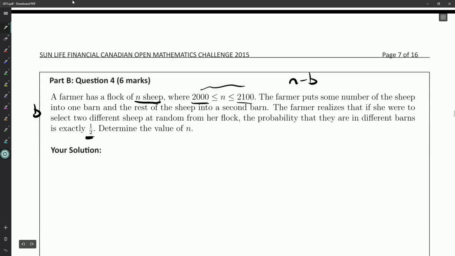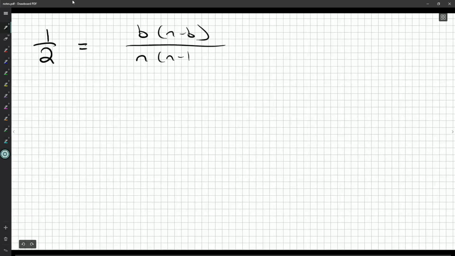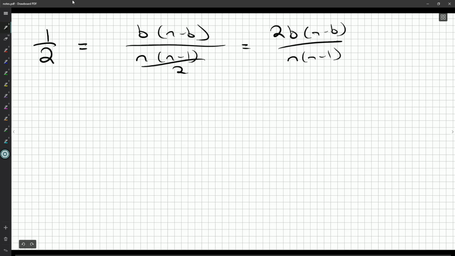The farmer realized if she were to select two different sheep at random from her flock, the probability that they are in different barns is exactly 1 out of 2. Okay, so 1/2 should be equal to B times N minus B all over N times N minus 1 over 2, which is going to be 2B times N minus B over N times N minus 1. So if we cross multiply, N times N minus 1 is equal to 4B times N minus B. I suppose we could expand this out.